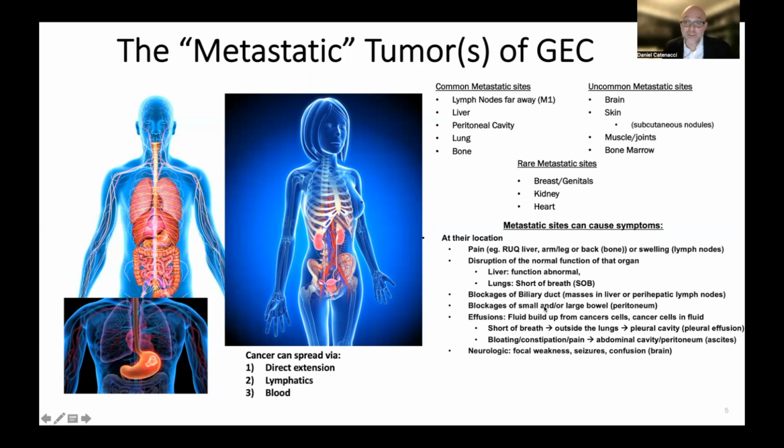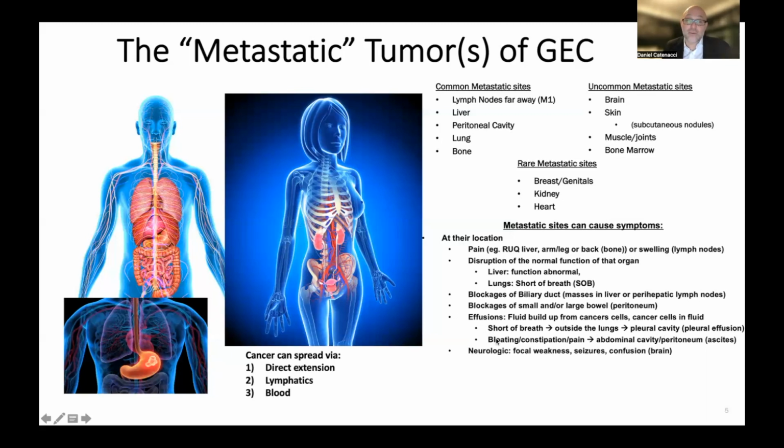And blockages of the small bowel or large bowel as a consequence of invasion to them in the peritoneal cavity. And effusions, which is a buildup of cancer cells in the fluid of an effusion. Effusions can be outside of the lungs, in what we call the pleural cavities, or pleural effusions in the pleural cavity, and can cause shortness of breath because it's compressing the lung from the outside.